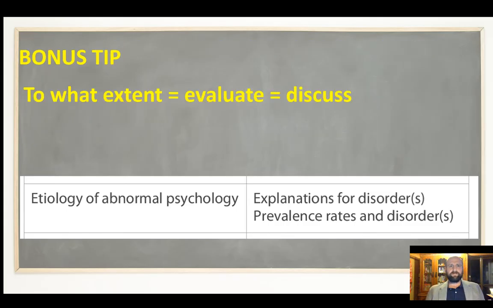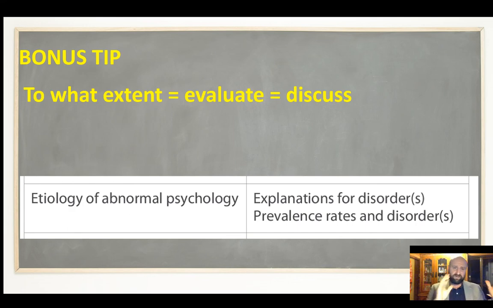Okay, a bonus point now. When writing essays, to what extent, evaluate, and discuss pretty much all mean the same thing. They can all be answered the same way. You've got a central argument, right? Then you've got your evidence, and then you've got counter arguments. To what extent does one of these approaches explain a disorder? Well, you say it could be biological, but then you counter argue.